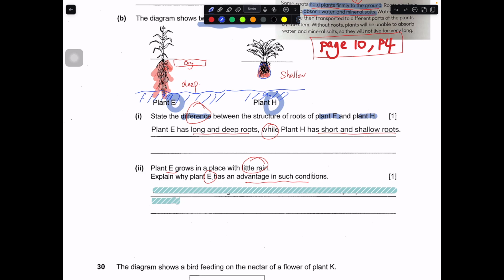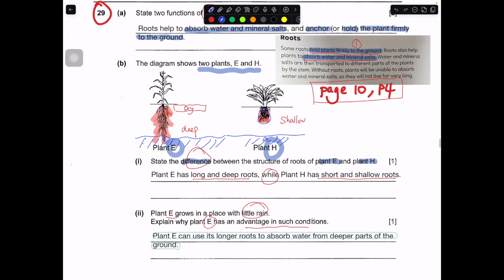So in this case, plant E can use its longer roots to absorb water from the deeper parts of the ground. That's all for this question.